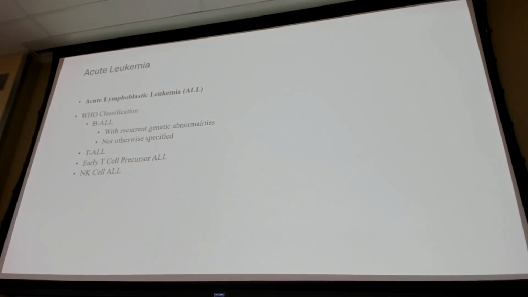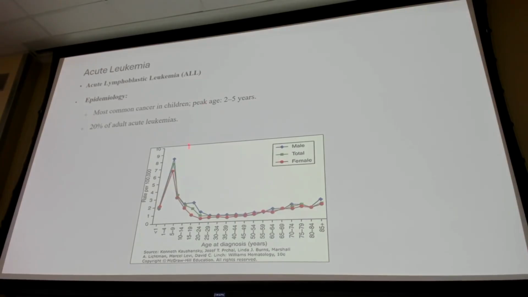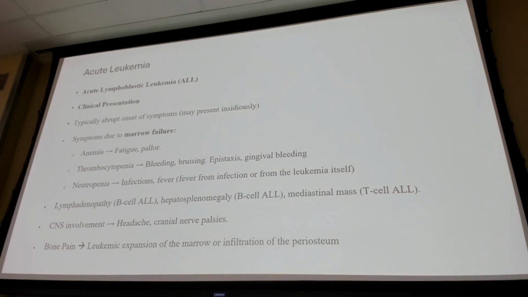All right, ALL. Again, most common in children, 2 to 5, and 20% of adult leukemias. Clinical presentation: we said it's acute, so we know the presentation is an abrupt onset, and the same symptoms we saw before, right? You have a bone marrow issue, you get bone marrow failure. The patient becomes anemic, and you know how your anemia patient presents: fatigue, weakness, tired, the pallor. Thrombocytopenia, yes. Neutropenia, yes.